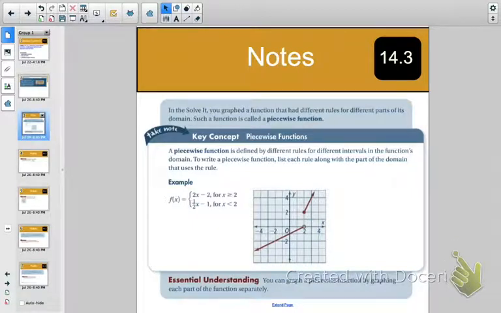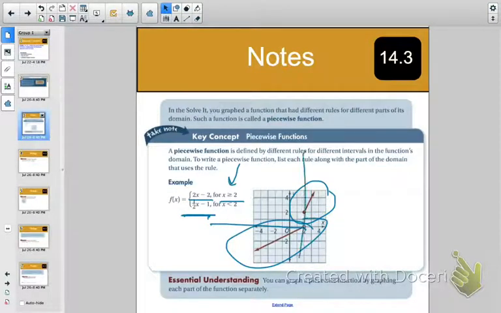So for the first one, it says f of x equals 2x minus 2 when x is greater than or equal to 2. When it says equal to, that's when you put your closed circle. So we're talking about this one right here. And f of x equals 1/2 x minus 1 when x is less than 2. So when x is less than 2, everything over here, we're going to graph this function. But everything to the right of 2, we're using this function. That's what a piecewise function looks like, and I will show you how to graph those next, I think.